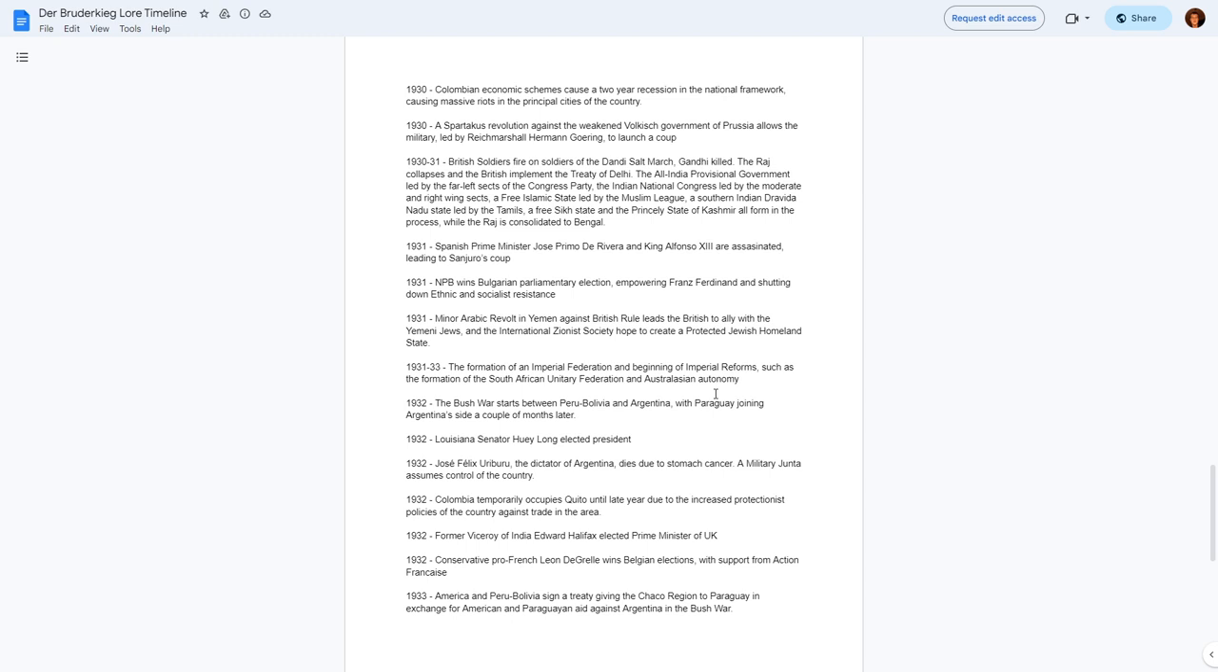Military junta assumes control of the country. 1932, Colombia temporarily occupies Quito until late year due to the increased protectionist policies of the country against trade in the area. 1932, former Viceroy of India, Edward Halifax, elected Prime Minister of the UK. That could be interesting. 1932, conservative pro-French Leon de Grelle wins Belgian elections with support from Action Française.